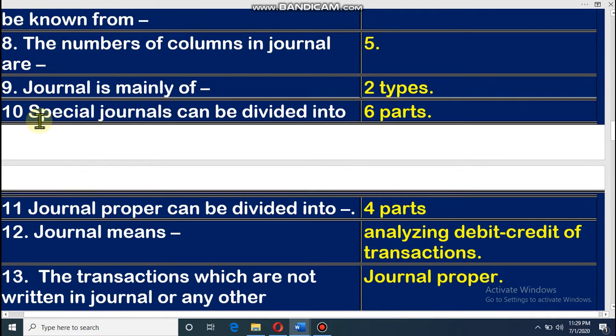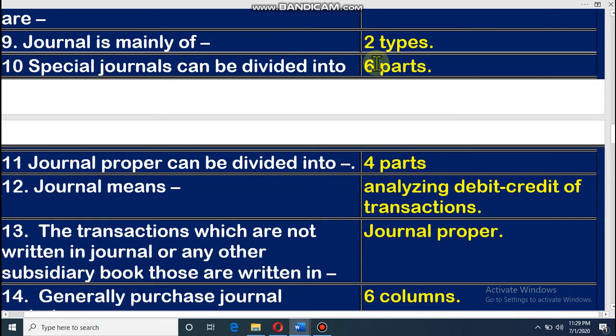Dear student, journal is mainly two types. How many types of journal? Two types of journal: general journal and special journal. And the special journal again has 6 types. You know these types, I hope. The 6 types of special journal are: purchase journal, sales journal, purchase return, sales return, cash receipt and cash payment journal. There is another type of journal, that is journal proper.